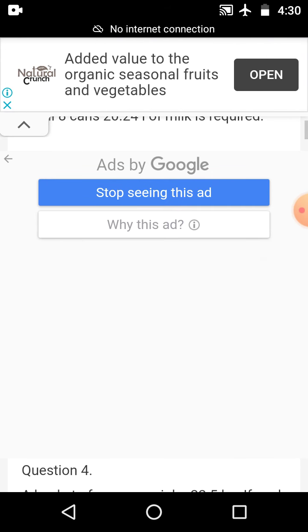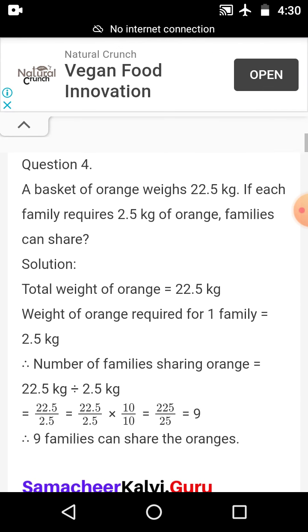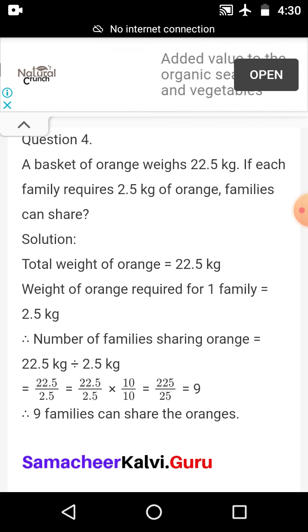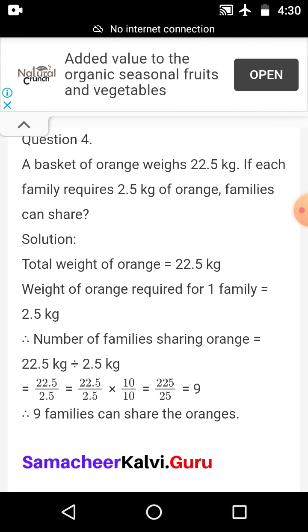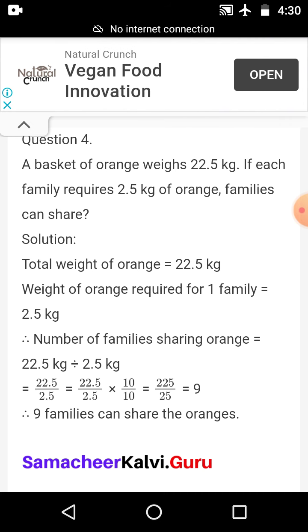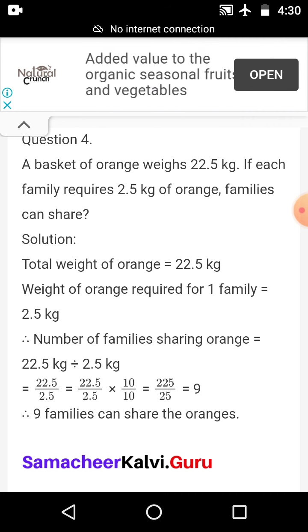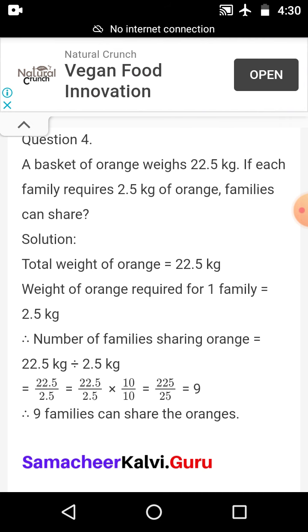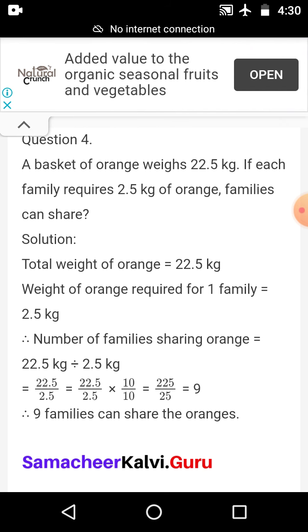See the fourth question. A basket of orange weighs 22.5 kg. If each family requires 2.5 kg of orange, how many families can share? That is the question. How many families? See in your tab book. How many families can share.